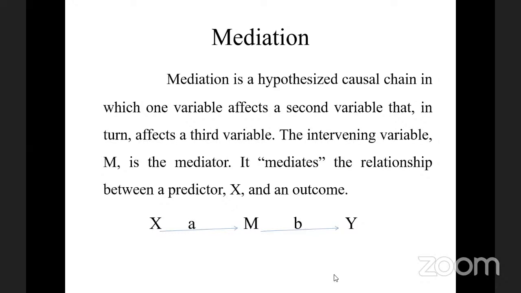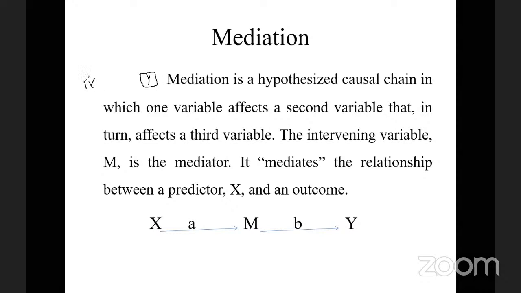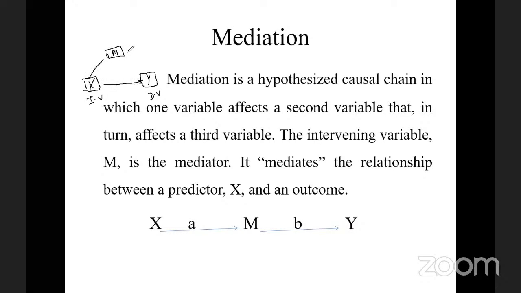What does it mean? I am just explaining. Basically there are two variables: one is the DV, the dependent variable, and X, the independent variable, the IV, and another variable that is the mediator variable. The mediator variable basically mediates the relationship between the independent and dependent variable.